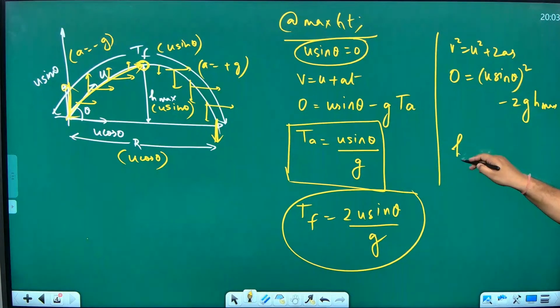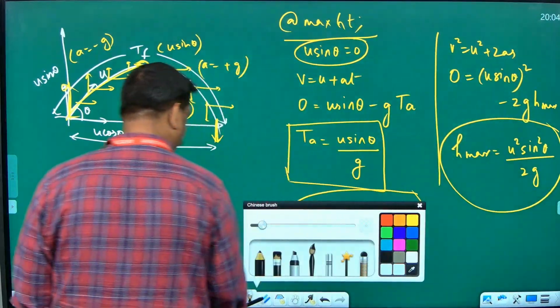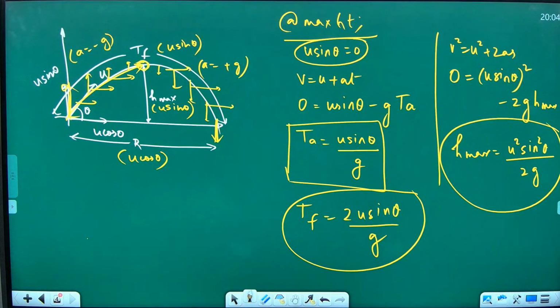What will be h max then? h max will become equal to u square sin square theta by 2g. Got it? We got the second value also. The second value of h max is u square sin square theta by 2g.